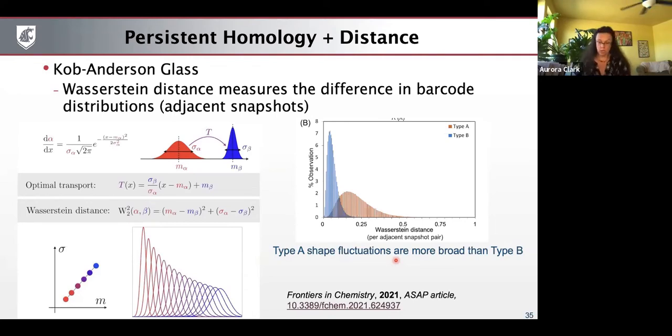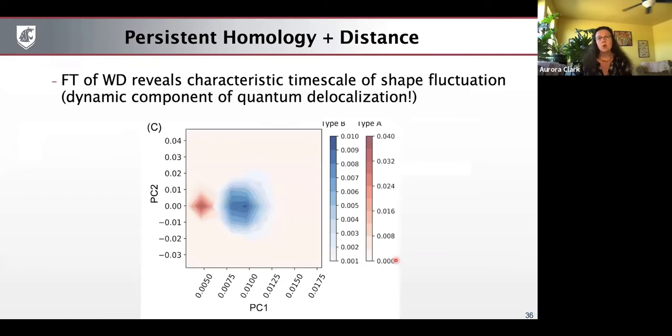So if you take the Fourier transform of the Wasserstein distance, then you can get the characteristic time scale of the shape fluctuation, which now gives us an idea that hasn't really been thought about a huge amount in the chemistry literature, which is the dynamic piece of quantum delocalization. And you can see this principal component analysis of the Fourier transform captures about 90% of the variance that's observed in the Fourier transform.